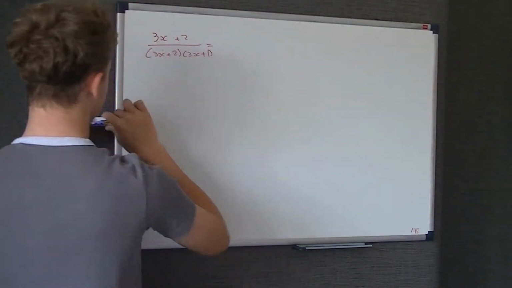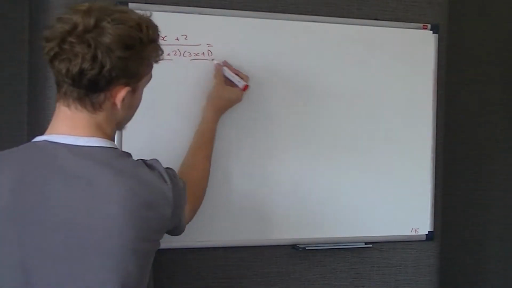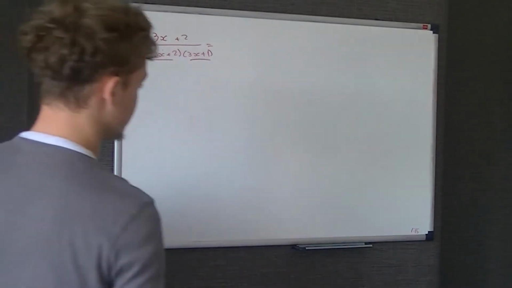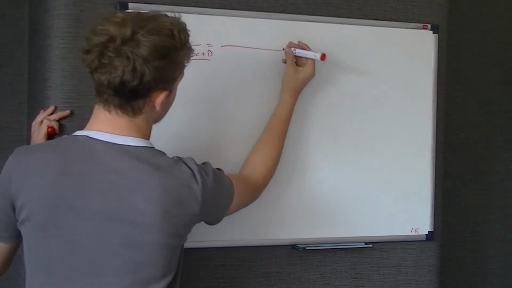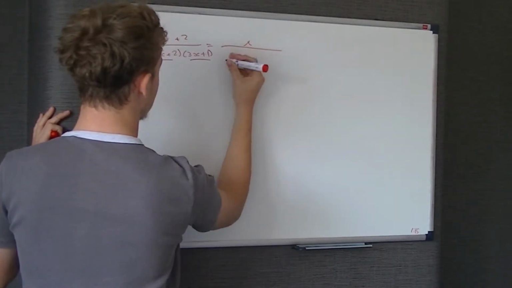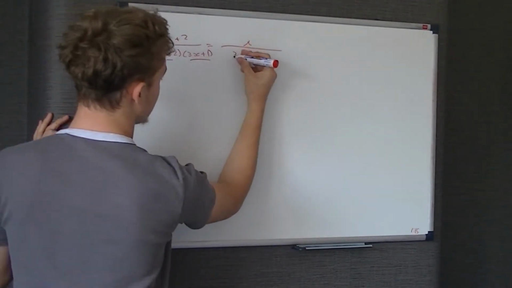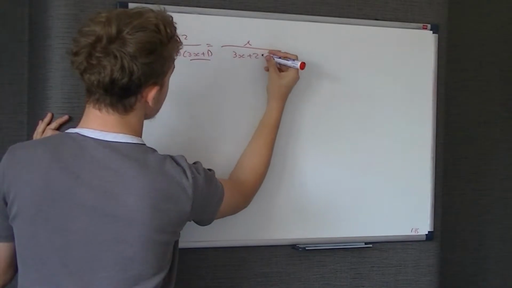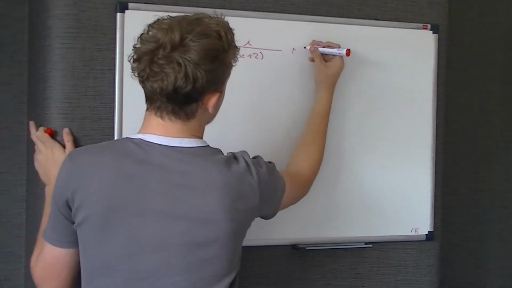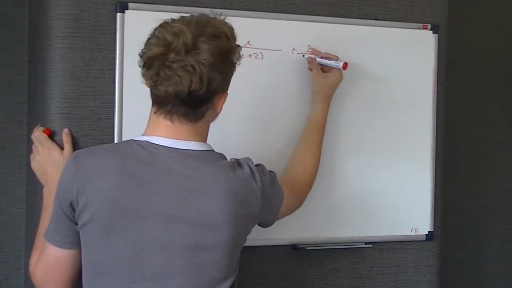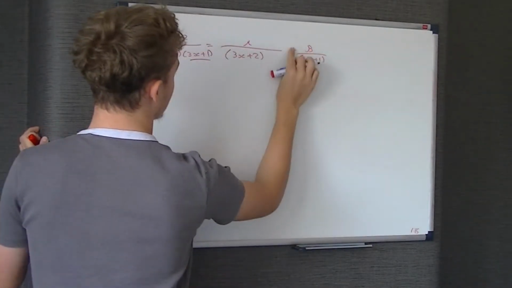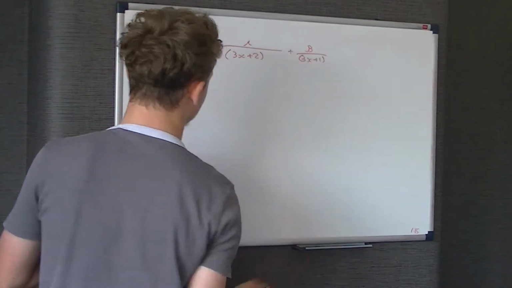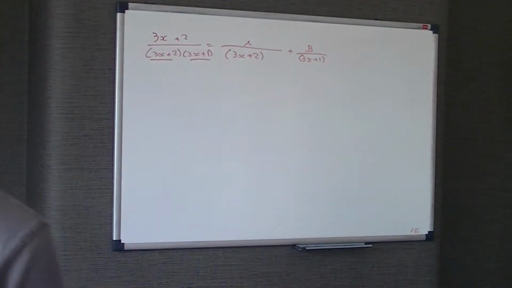It's pretty good. So we've got two linear factors here. It's just an example, by the way. I'm going to go through it, but I'm just going to show you what it looks like. Then we've got a coefficient A over the first linear factor, which is 3x + 2, plus B over the second linear factor, which is 3x + 1. So that's what a general partial fraction would look like.